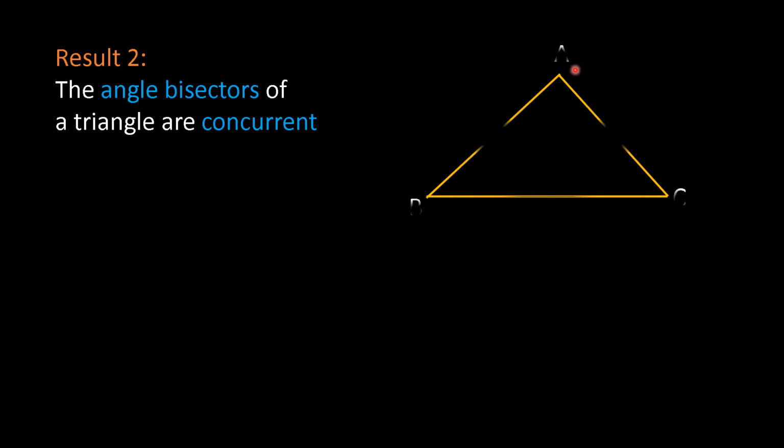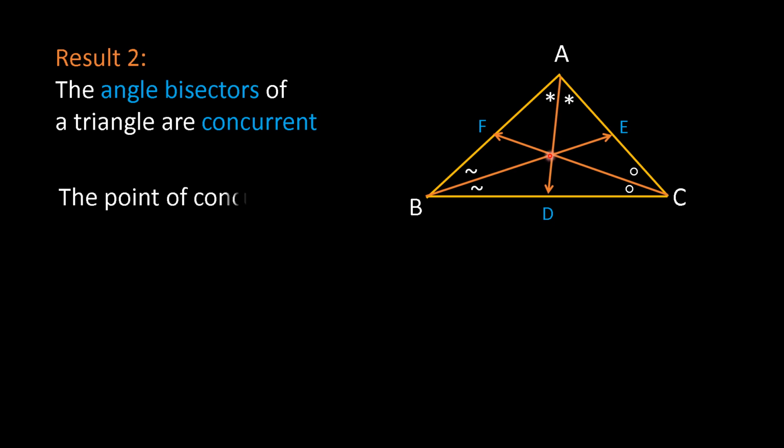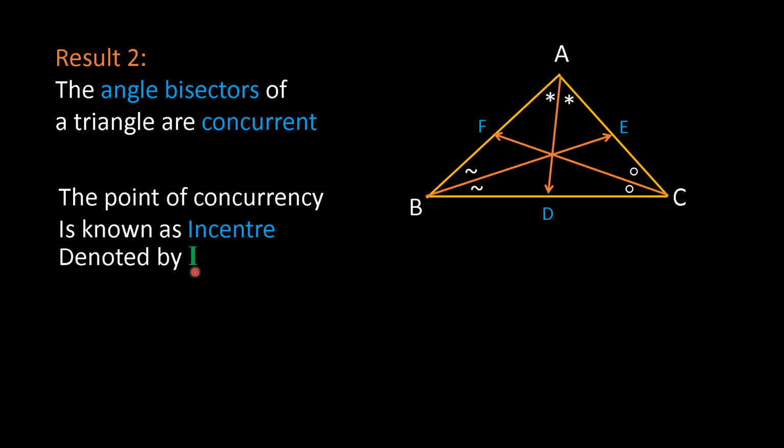In result 2, we have to prove that the angle bisectors of a triangle are concurrent, which means they pass through the same point. So we have here triangle ABC, angle bisector AD, angle bisector BE, and angle bisector CF are concurrent, which means they pass through the same point. This is the point. The point of concurrency is known as incenter, and it is denoted by capital I. So this point is incenter I.